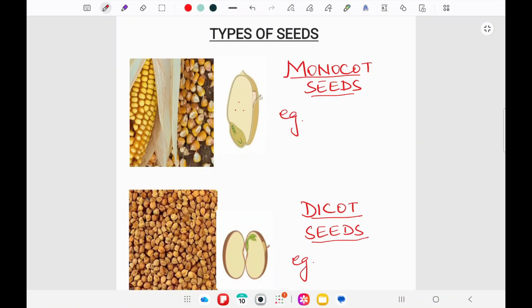Here we can see two different types of seed. One is monocot and the other is dicot. The monocot seed has only one cotyledon. You can see here it has only one cotyledon. Examples are rice, wheat, maize, etc. The next type is the dicot seed. Here the seeds have two cotyledons. Examples: rajma, beans, groundnut, etc.